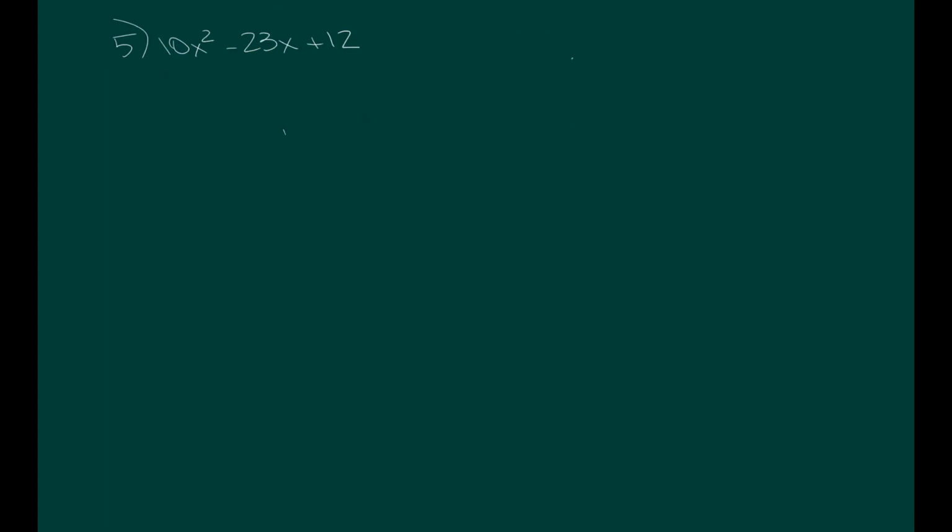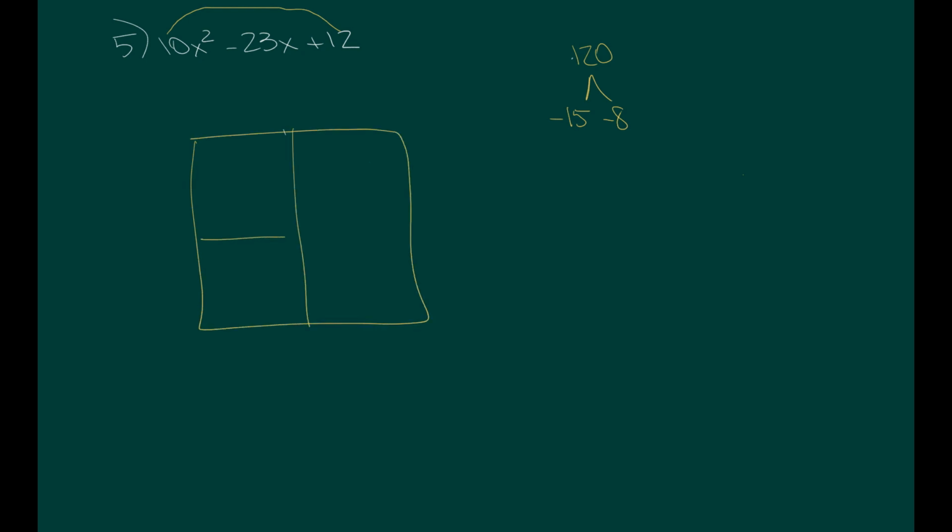Number 5, I have 10x squared minus 23x plus 12. There is no greatest common factor that I can factor out, so I'm going to multiply my first term with my last, and I get 120. What are factors of 120 that would add together to give me a negative 23? Well, I know 15 times 8 gives me 120, and negative 15 and negative 8 would also give me 120, but they would add together to give me a negative 23. So I'm going to make my square. First term goes in the first square, last term goes in the last square, and then I can put these in the other two squares.